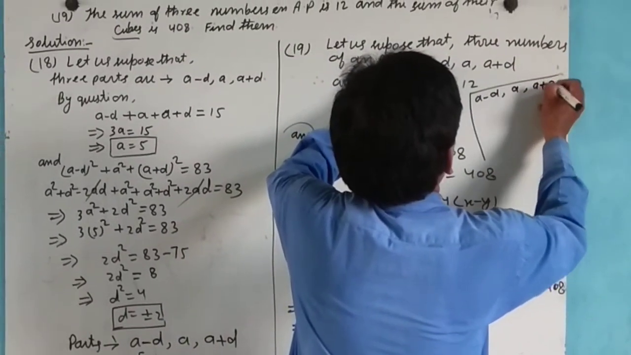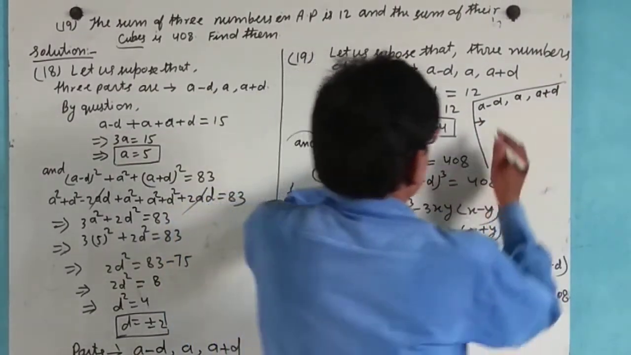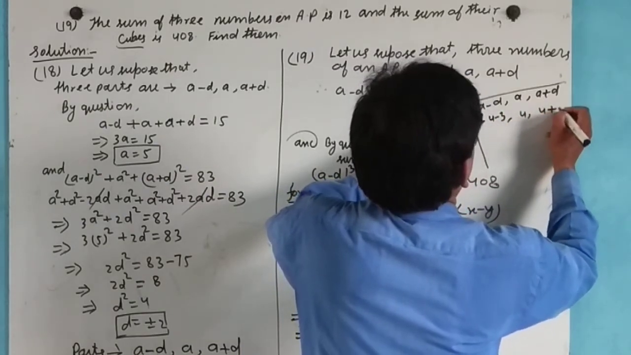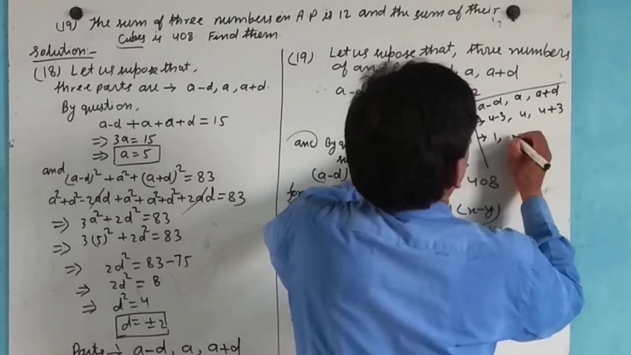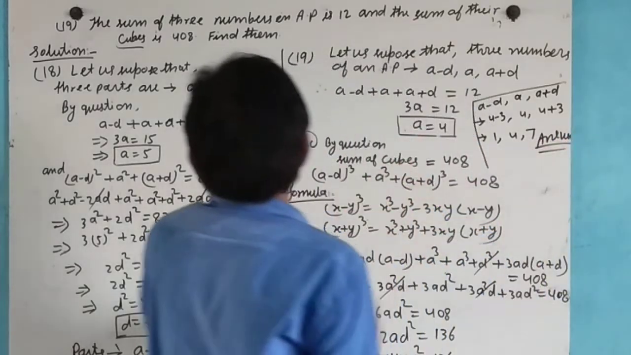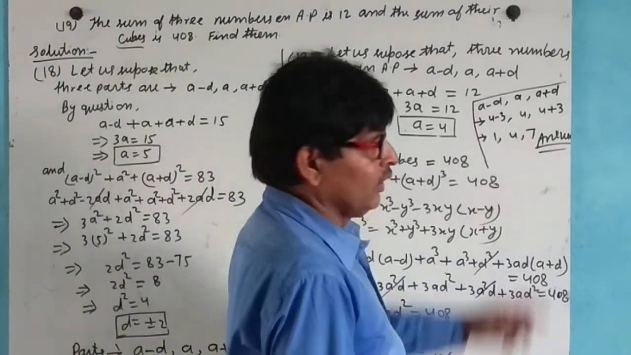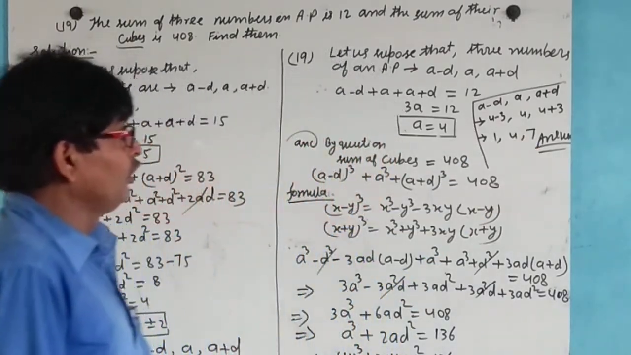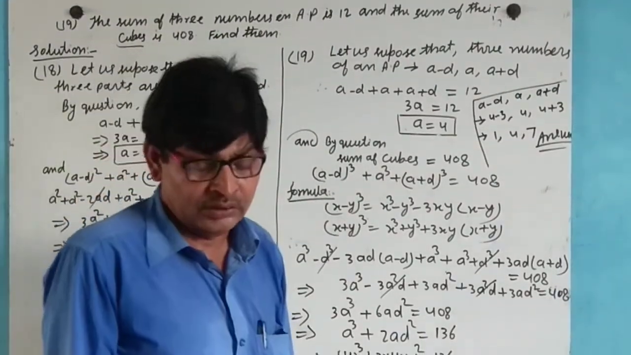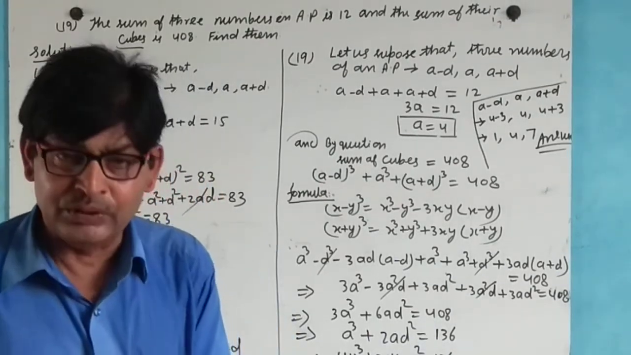In this case, a minus d, a, and a plus d, so the terms will be 4 minus 3, 4, and 4 plus 3, that is equal to 1, 4 and 7. These are the three numbers whose sum is 12, and the sum of the cubes of these is 408. This is our result. Now we discuss another example.